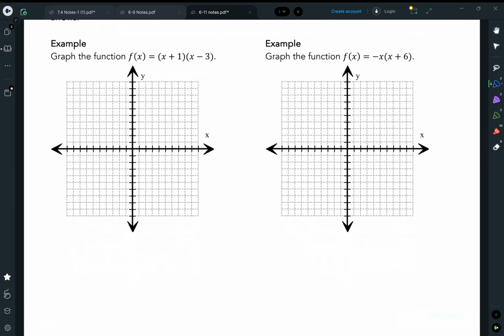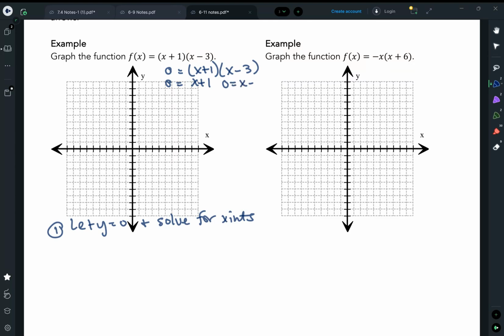So my first step is to let y equal 0 and solve for x-intercepts. So I'm going to take this function right here and make it equal to 0. So 0 is equal to x plus 1 times x minus 3. Sorry, I got lots of noise in the background this morning. Which means 0 is equal to x plus 1 or 0 is equal to x minus 3. So when I use zero product property, I get negative 1 is x or 3 is x.